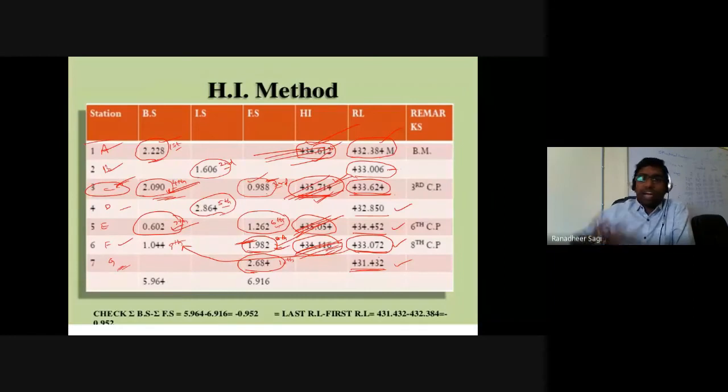For the next subsequent points, as long as your instrument is not getting shifted, if you want to calculate the RLs, the RL of the next subsequent point is equal to the height of the instrument minus the corresponding staff reading at that point. At the second point, the RL is the height of the instrument minus the staff reading at that second point.